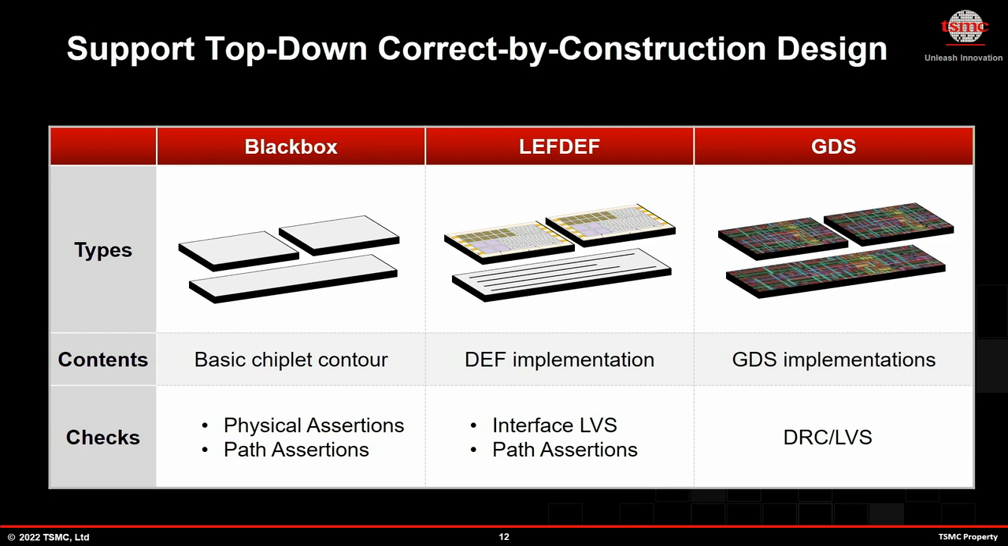Then finally, when we go to the GDS stage, where everything is fully implemented, 3Dblox allows you to call the corresponding DRC LVS decks at their particular locations. And on the assertions, I already discussed the path assertions, where we explicitly want to find the path that exists between certain chiplets and want that property to be maintained throughout your design cycle.